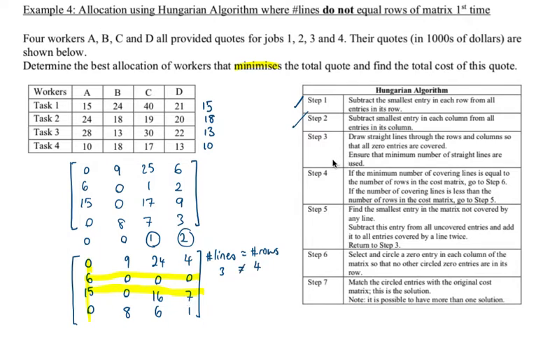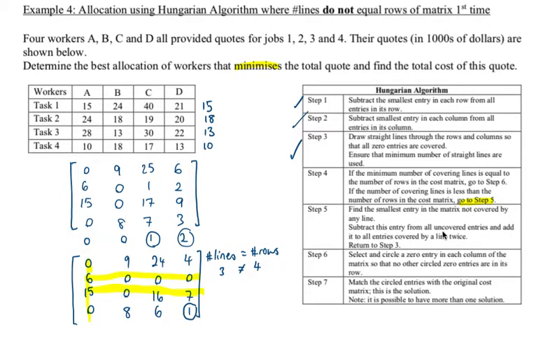So let's have a look at step 4, and let's see what it says. If the minimum number of covering lines is equal to the number of rows in the cost matrix, go to step 6. Now this doesn't apply now, unfortunately. So we're going to have to go instead to step 5. Step 5 says this: find the smallest entry in the matrix not covered by any line. That's our 1, and I'm going to circle that. So our minimum is 1.